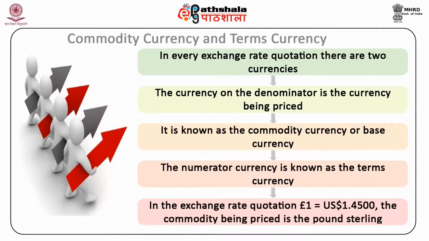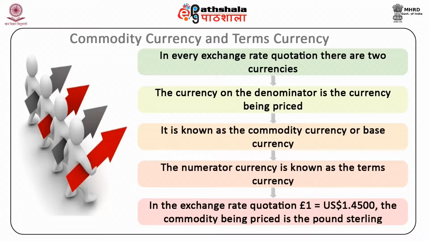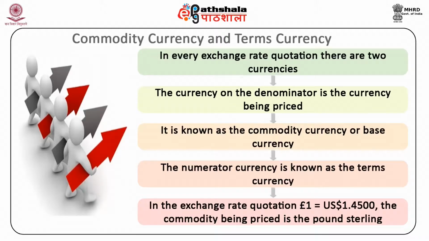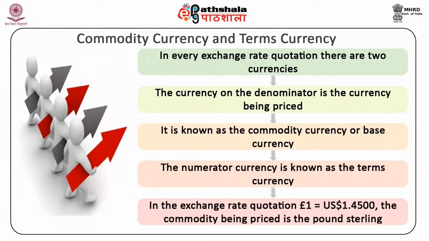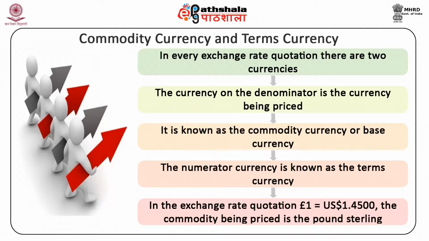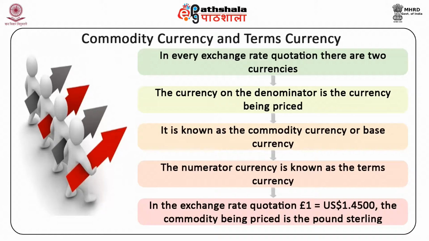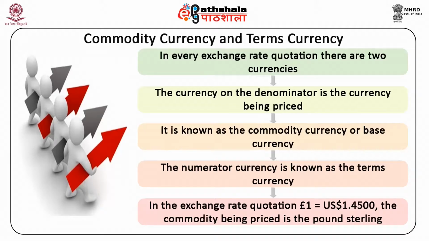In the exchange rate quotation, 1 pound is equal to US dollar 1.4500. The commodity being priced is the pound sterling. The pound is the commodity currency. The dollar is the terms currency. The quotation is often shown as pound by US dollar 1.4500. By market convention, the commodity currency is displayed before the terms currency. Using ISO currency notation, this would be written as GBP by USD 1.4500.